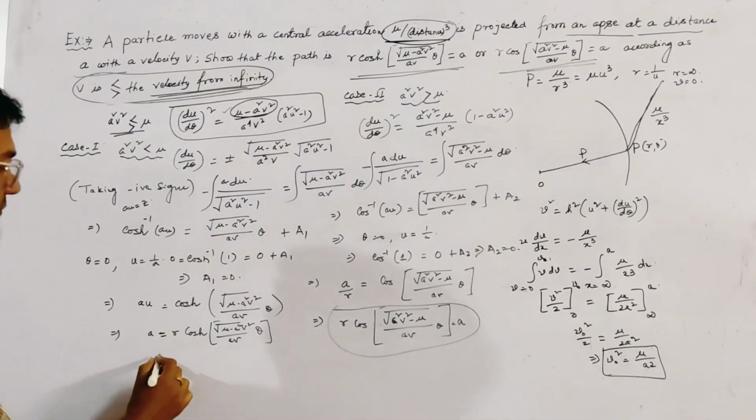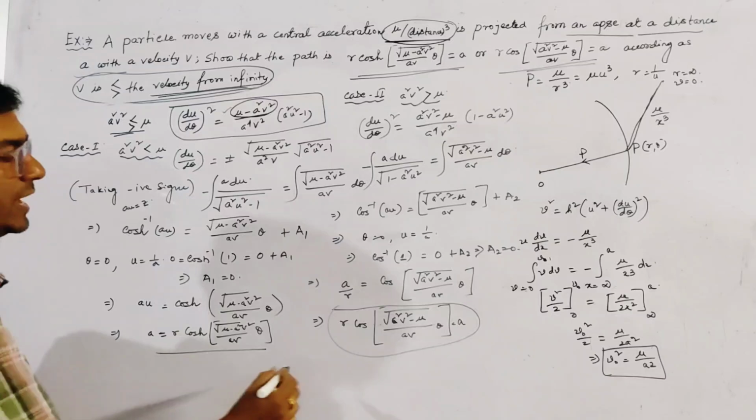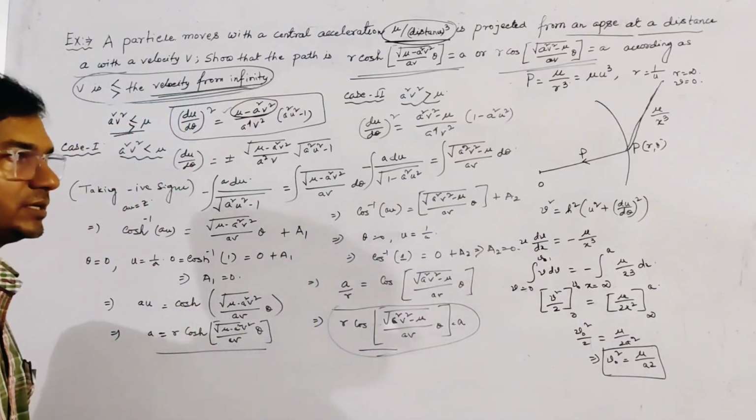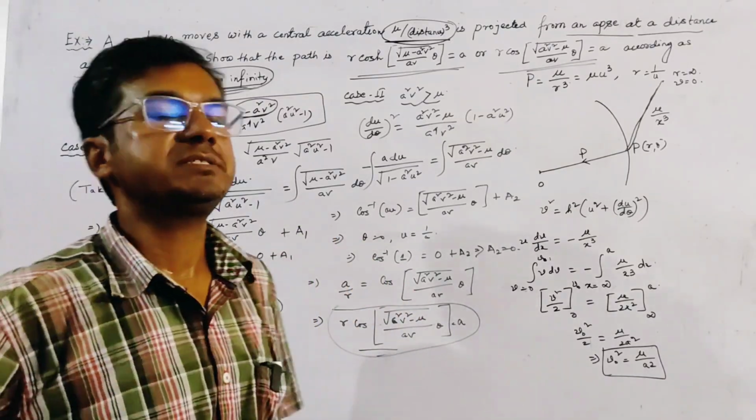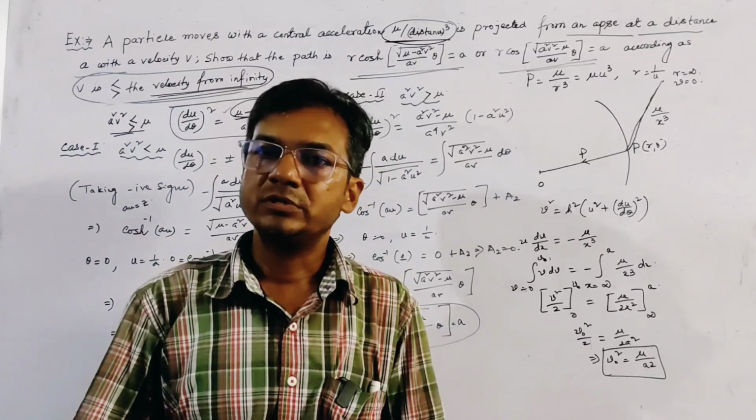Okay, so this is the result of the first case, and this is the second result. Clear? And this is a very interesting and important problem of central orbit.